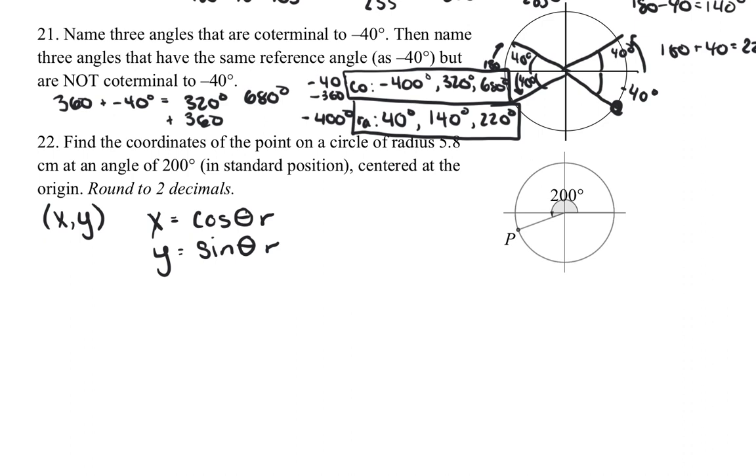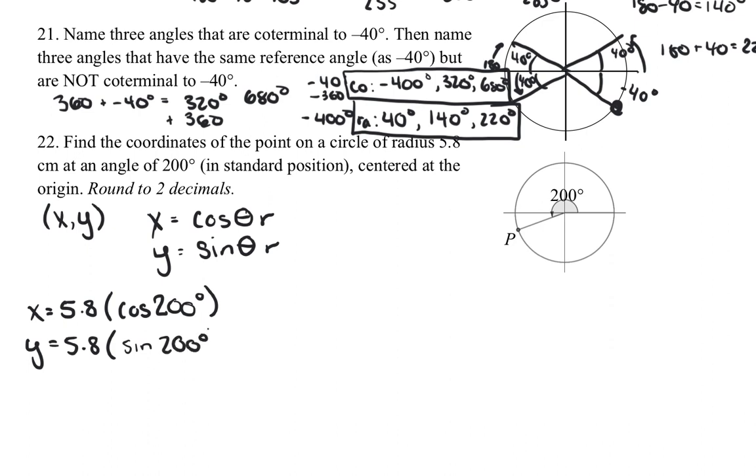So we can just plug what we know in. So x is equal to the radius 3.8 times cosine of 200 degrees, and y is going to be equal to the same thing but sine of 200 degrees. And so we're going to plug these into our calculator and make sure that we are in degrees when we do so. So 3.8 times the cosine of 200. And we get negative 3.57.